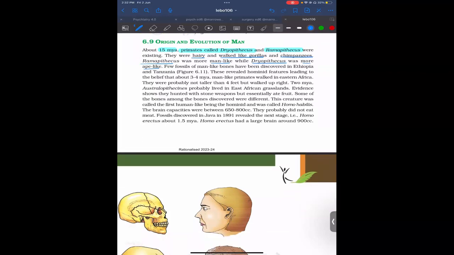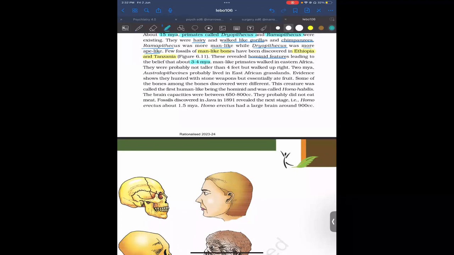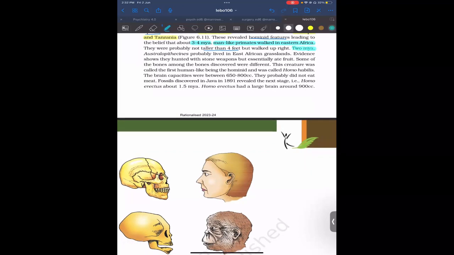A few fossils of man-like bones were discovered in Ethiopia and Tanzania. These revealed hominid features, leading to the belief that around 3 to 4 million years back, man-like primates walked in Eastern Africa. Their features were that they were not taller than 4 feet. And around 2 million years back, Australopithecus probably lived in the East African grasslands. What was the evidence? They hunted with stone weapons and essentially ate fruit.